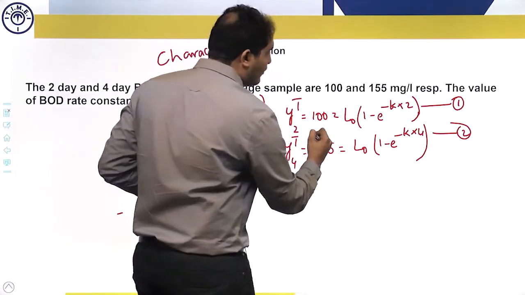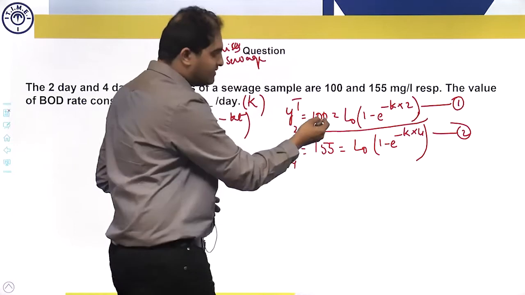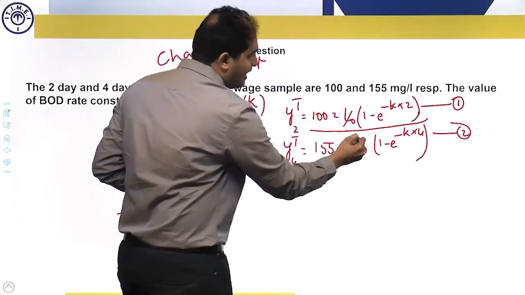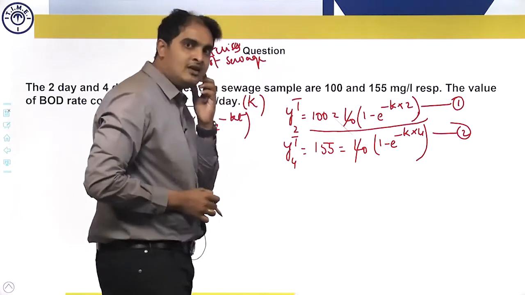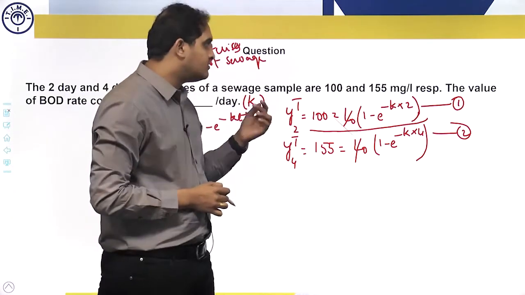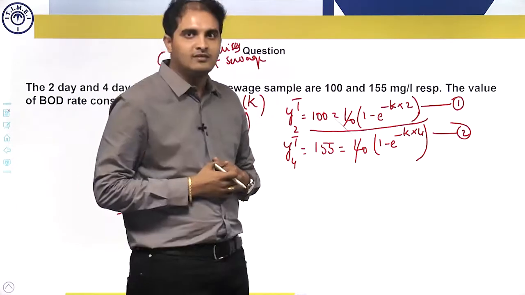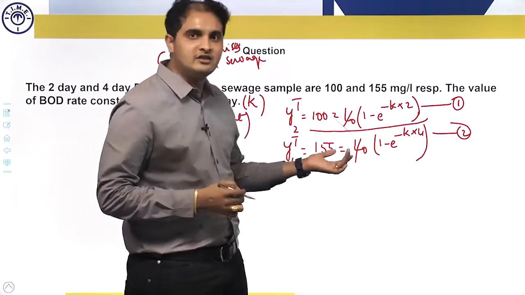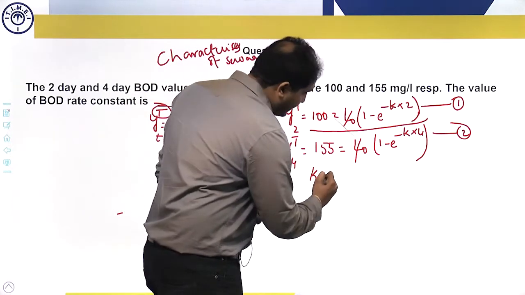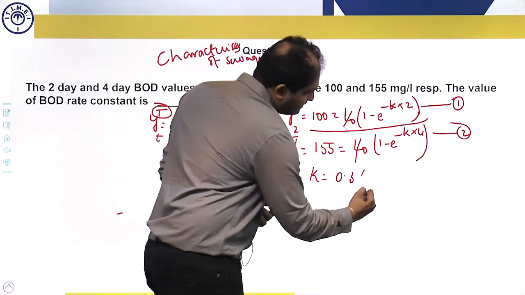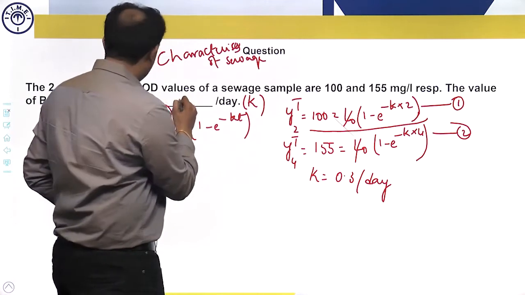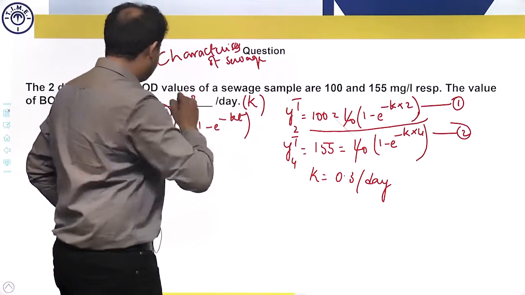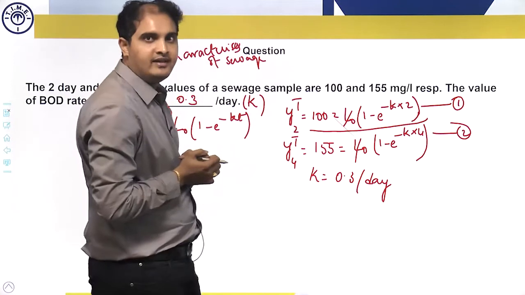So simply we can divide equation 1 by 2. That means 100 by 155 is equal to L0 cancels, 1 minus e power minus 2K by 1 minus e power minus 4K. So with two equations we have a single unknown. By solving equations 1 and 2, we will get K equal to 0.3 per day. Hence our answer is: BOD rate constant K is 0.3 per day.